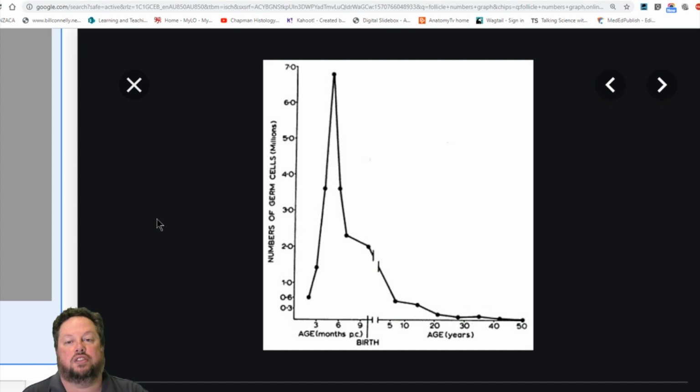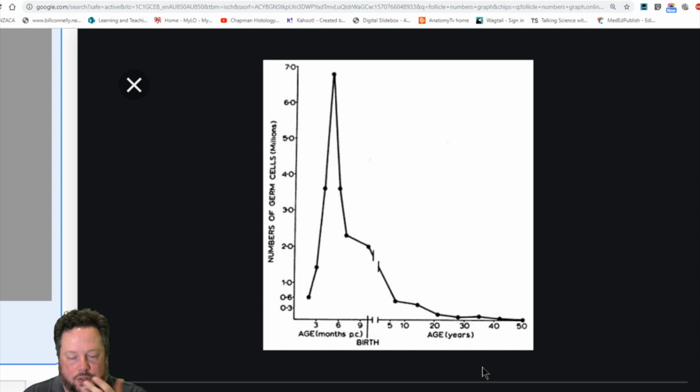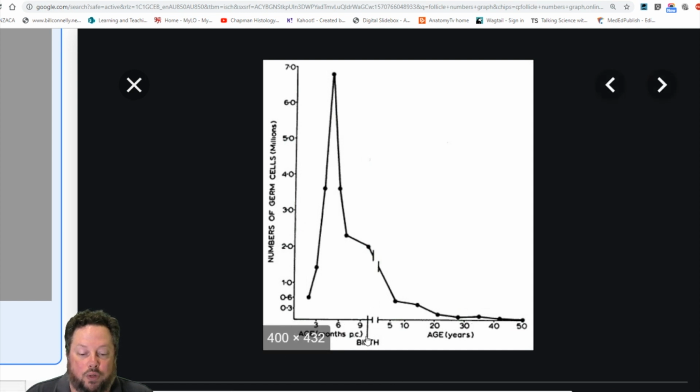So I use this graph in my lecture when I talk about what happens within the ovary, and we've already alluded to some of this. Hopefully you can see, I'm sorry, I had trouble getting this picture to work on my browser. I apologize that we've got these weird borders, but down the bottom here we've got age, starting at fertilization up until birth, and then from birth onwards to 50 years of age, when generally menopause occurs.